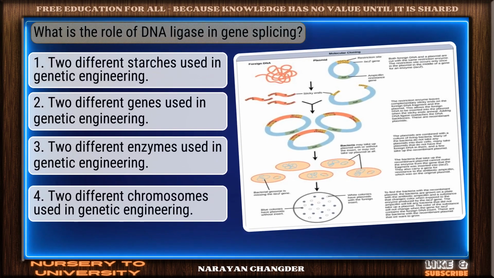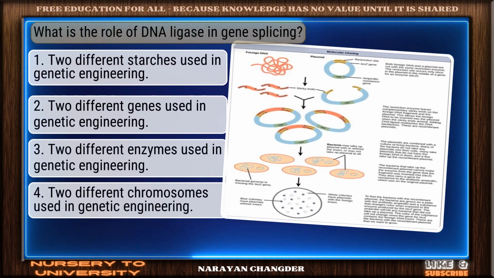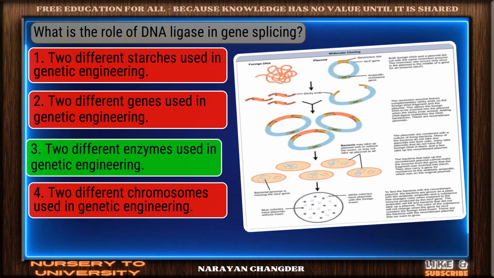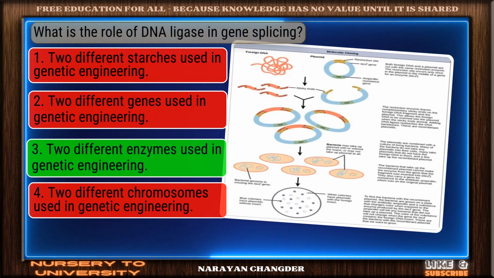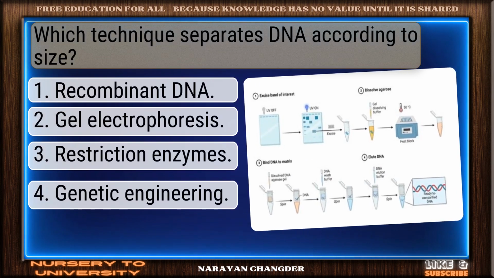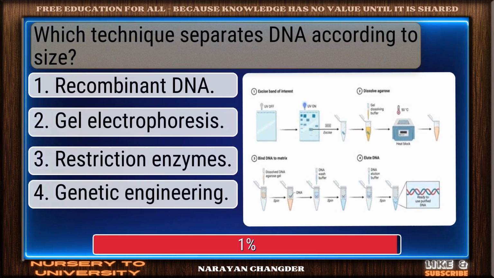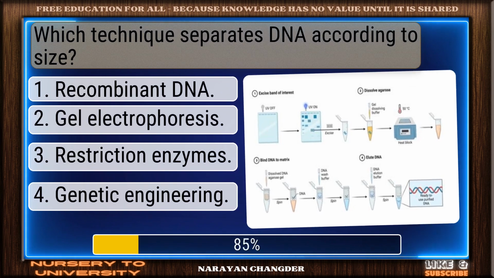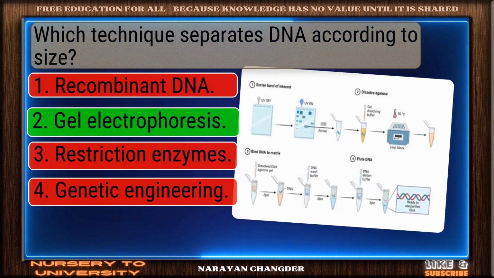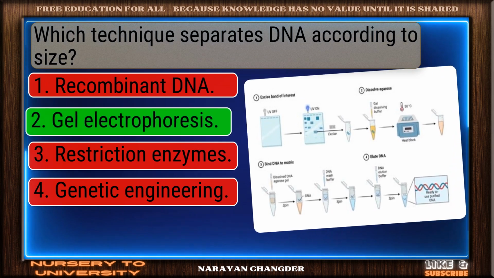What is the role of DNA ligase in gene splicing? Smart move. 2 different enzymes used in genetic engineering is an accurate answer. Which technique separates DNA according to size? Great thinking. Gel electrophoresis is the right choice.